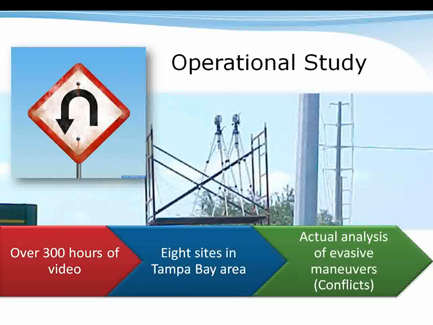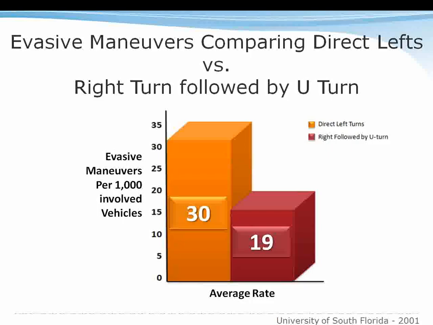And what they looked at in those videos, in those hours of all of those movements, was the right turn vehicle and their complete maneuver down the road, making a U-turn and getting back to the area of the left turn where they wanted to go. They rated and counted the number of evasive maneuvers. These are called conflicts. This is a conflict analysis.